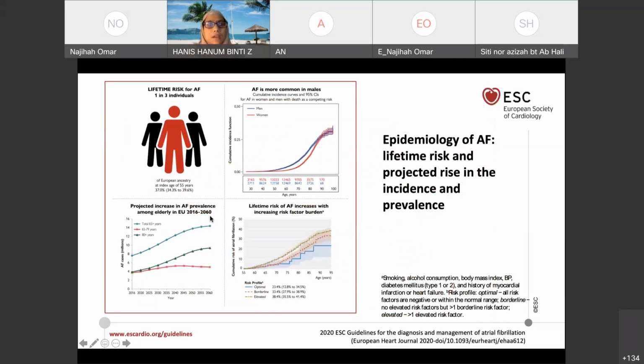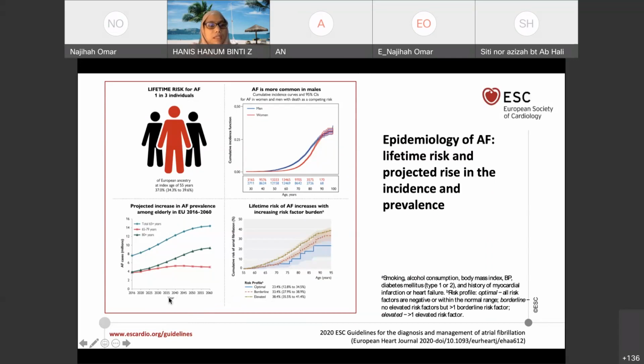Now, like I said, the lifetime risk of AF is about 1 in 3 individuals, okay? And it is more common in males, unfortunately, guys. Not good news for you, okay? And it is projected to increase among patients who are elderly, as you can see here in the green graph. Okay, elderlies are at higher risk of getting AF.